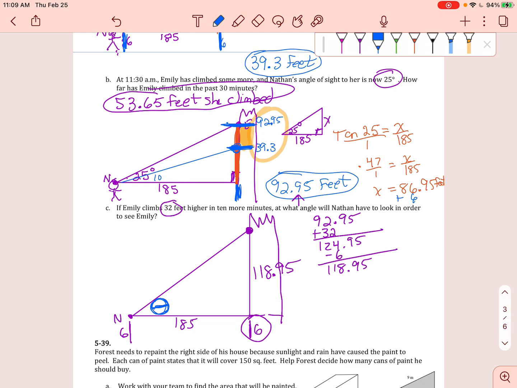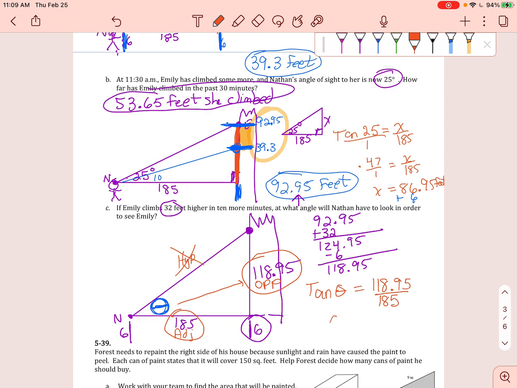So we're going to set this up, and again, we're going to label our sides. We're working with the opposite side, right here. We do not have the hypotenuse, but we are working with the adjacent side. Now I'm looking for an angle, which means I'm using inverse. So the tangent of theta is equal to opposite over adjacent.